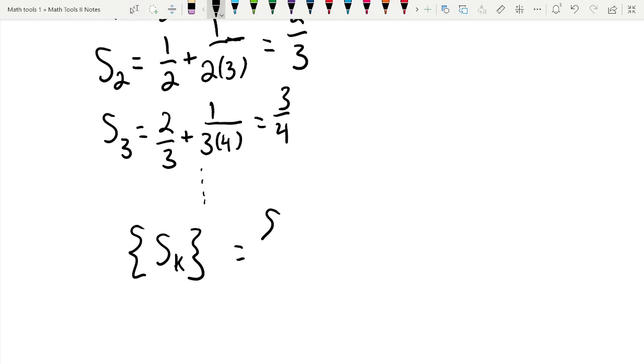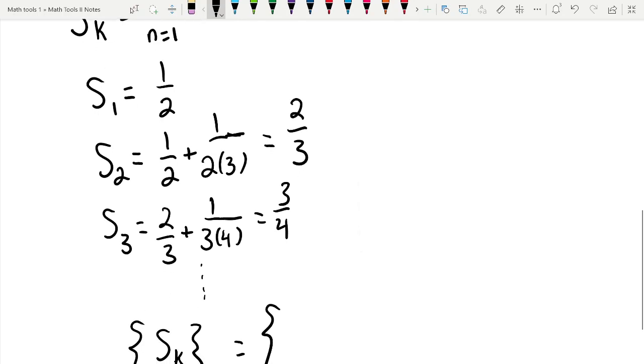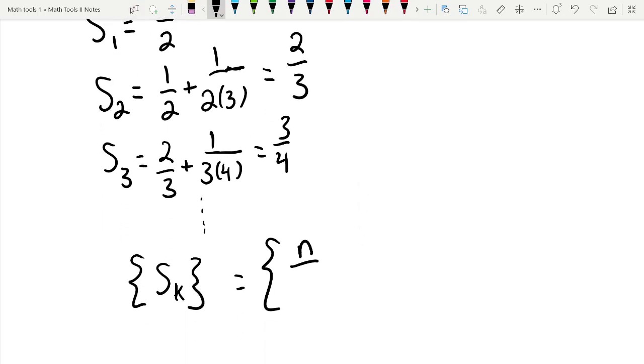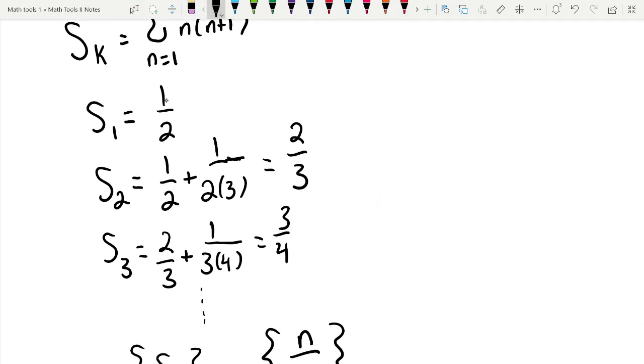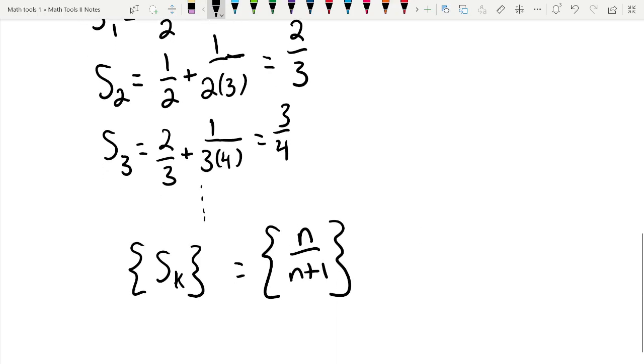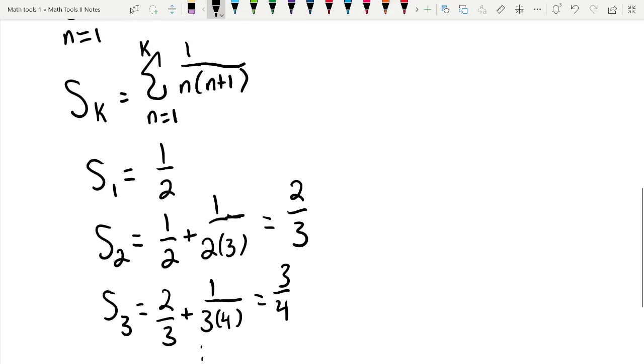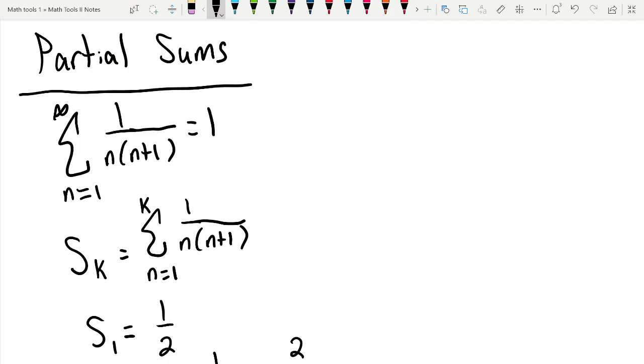So in this case, this is forming the sequence of n over n plus 1, right? So we just have the bottom number in each of these terms is 1 more than the top number, and it would start at n equals 1. So we have the sequence n over n plus 1. So we go ahead and take the limit as n goes to infinity, and we know that this goes to 1. Right? So this tells us that the infinite sum of this is equal to 1.